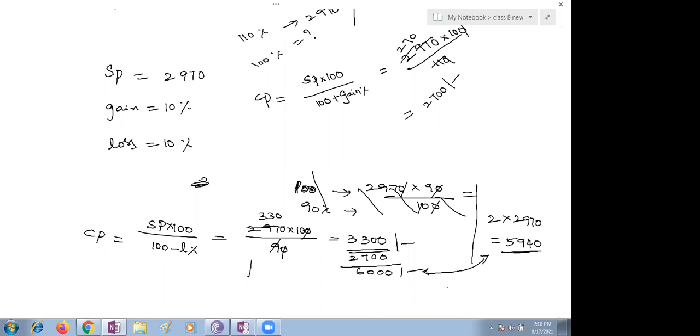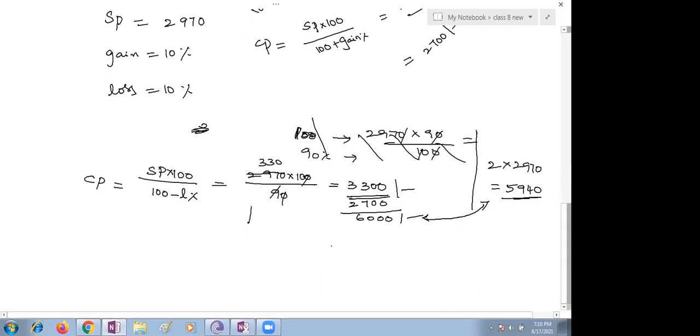60 by the cost price: 60 by 6,000 into 100. Ma'am, it is 1%. Yes, this is the way. If you do this, you will get it, or else we won't. That is also the same question. You have to take it like that.